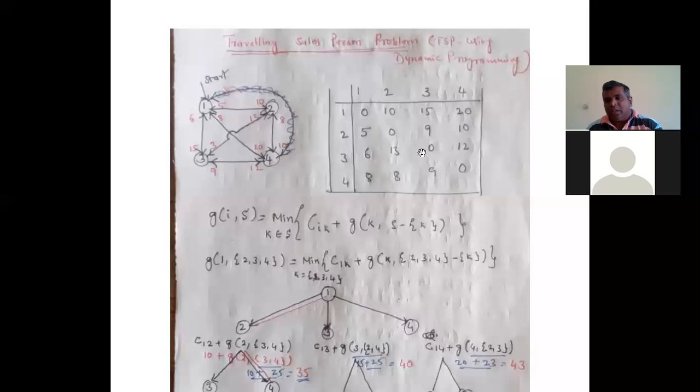If there is no direct path from one node to any of the other nodes, then the corresponding matrix entry we have to mention as a maximum value. Normally we will write infinity. In the program we have to define what is the value of infinity. That is some maximum value. Maximum means the sum of the values of all the weights. So the maximum value should be greater than the sum of all these values.